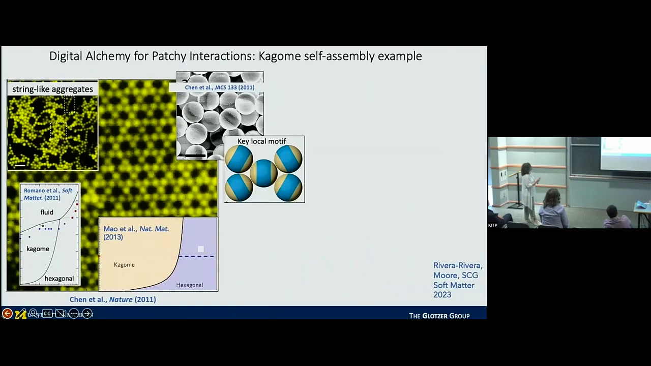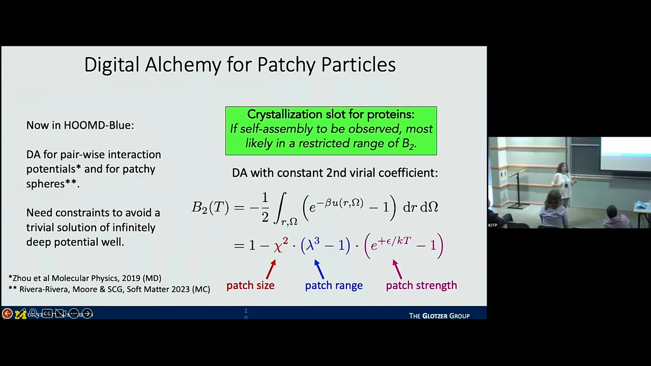And then they do digital alchemy on the patches, but keeping B2 constant. One of the tricky parts about doing this is if you set up a structure you want and say, okay, how strong should my patches be? Then the patches will say, how about infinitely deep? Well, that would work. So that's a trivial solution. That's not what you want, right? And so this is one way of avoiding that trivial solution and getting a solution that someone might actually be able to make.